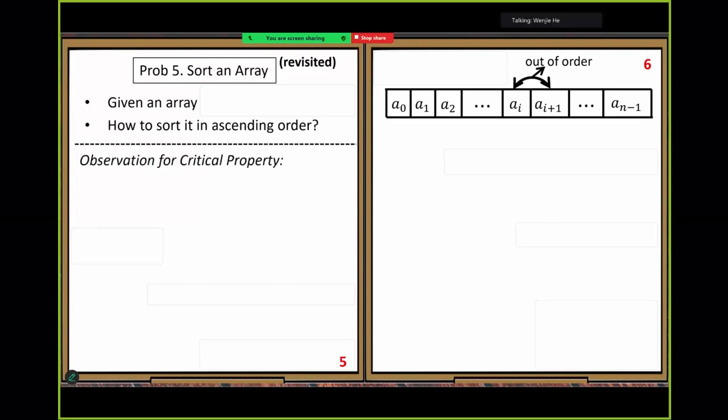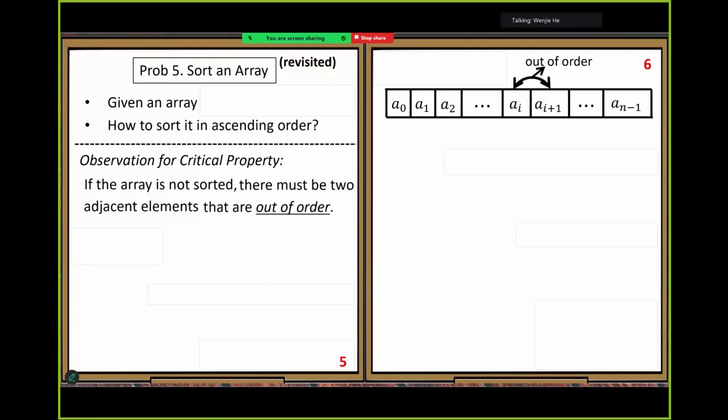So this observation gives a critical property to solve the problem. Let's look at it. Let's assume the array is not sorted. Then there must be two adjacent elements that are out of order. Can you see this? There must be two adjacent elements out of order.